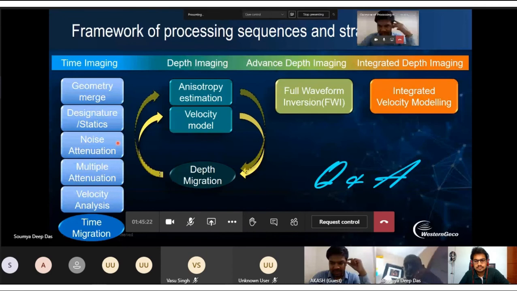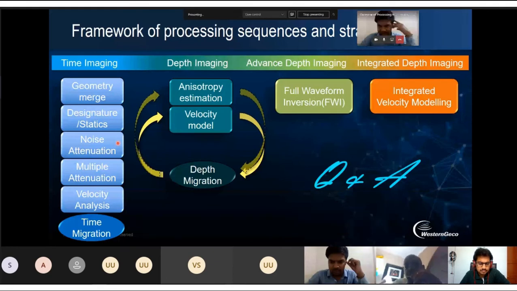Yes. No, it actually increases the bandwidth. It's a poor man's way of increasing the broadband, but we don't have to do that in marine because we have the adaptive deghosting process. But for land, we have other processes where we can increase the bandwidth of the data set. So we don't have to do spiking decon. I won't say it is not done, but we have other better ways to achieve the same.